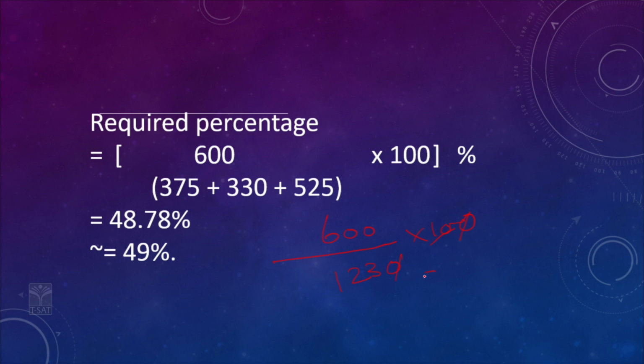So, you will get 6000 by 120. 6000 by 123 is 48.78, which means approximately 49%. Clear? So, like this you can calculate the answer. Now, we will see one more question.